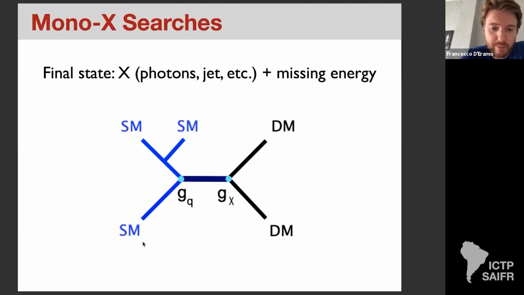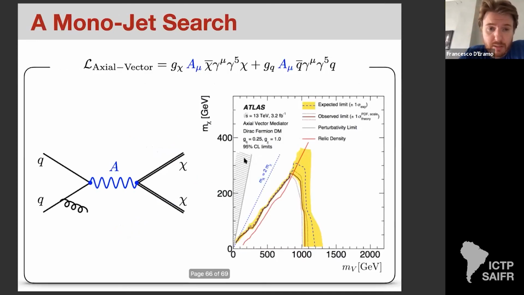You have 2 standard model particles in the initial state. 1 standard model particle radiates something. I will show one example later. And then you produce the DM pair. So what you see in the end is only this state here. And if this state is a photon, this is known as a monophoton event. If it's a jet, it's called monojet, but there are also mono W, mono Z, mono Higgs, and so on, okay? So let me show you one example of a monojet search.